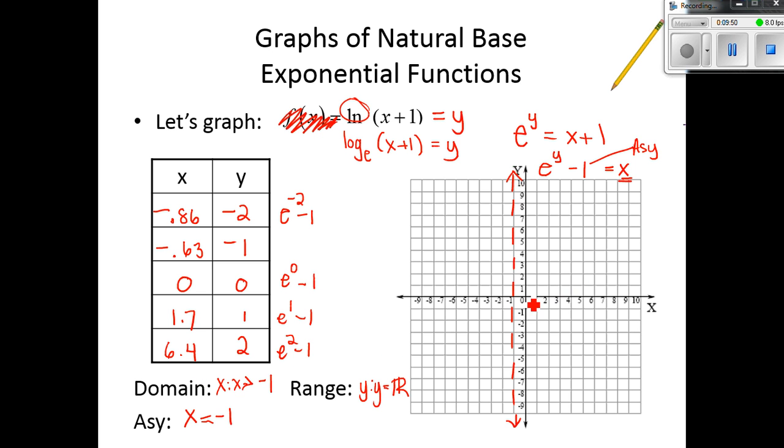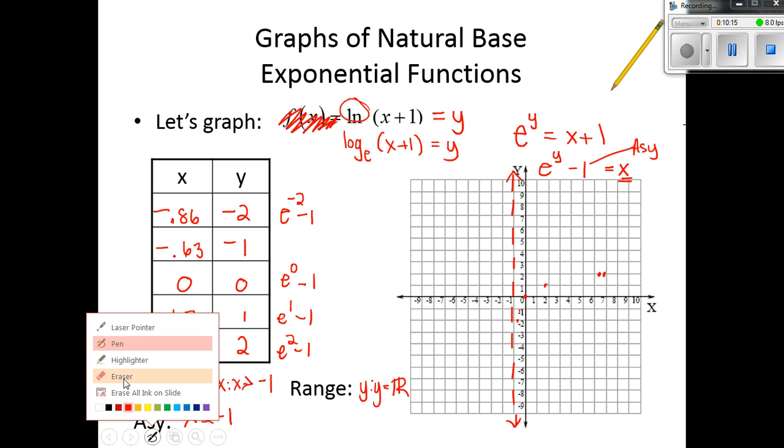Okay, and so then when I plot that, negative 0.86, negative 2 is about right there. Negative 0.63, negative 1 is about right there. 0, 0, 1.7 and 1, and 6.4 and 2. Oops, I'm off a little bit on that one. Sorry, I'll erase that little dot.